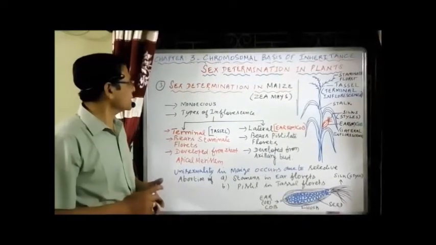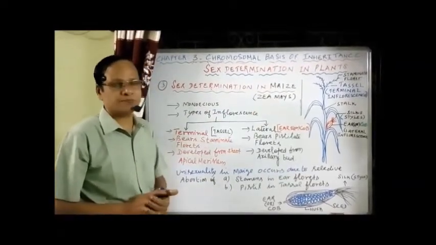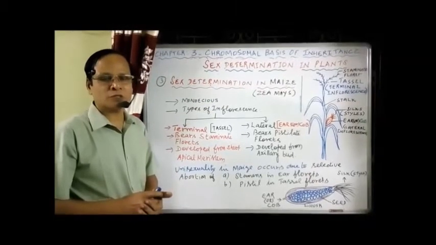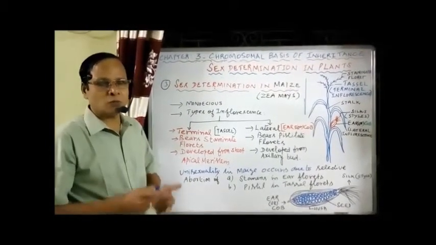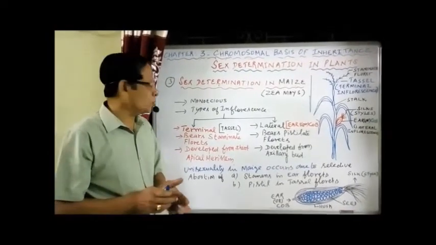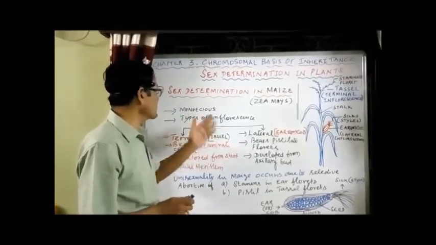Let us see the mechanism of sex determination in the maize plant. Now the maize plant is monoecious. It is an example of a monoecious plant. That means both male and female flowers are present on the same plant. That's why it's called monoecious.